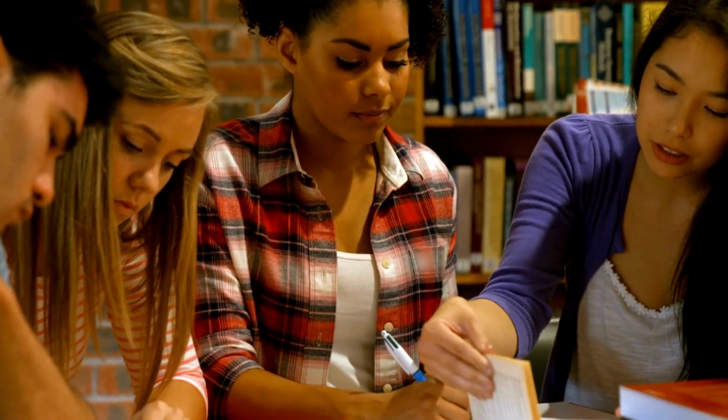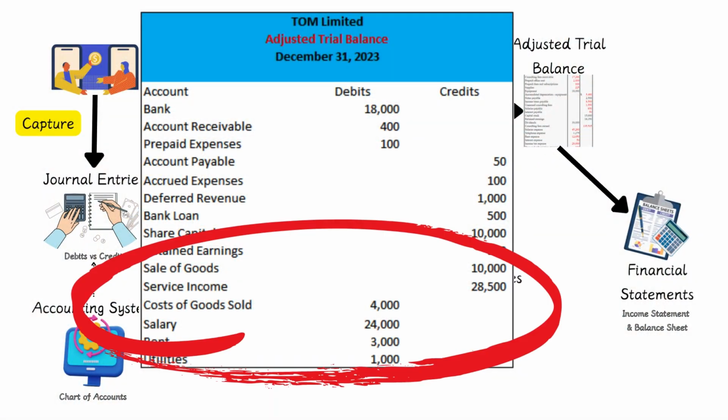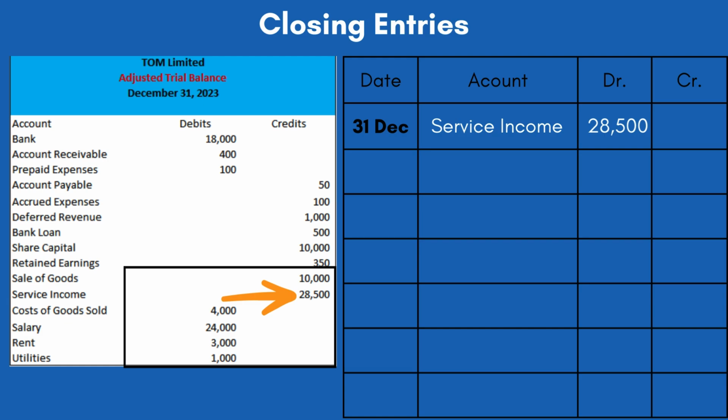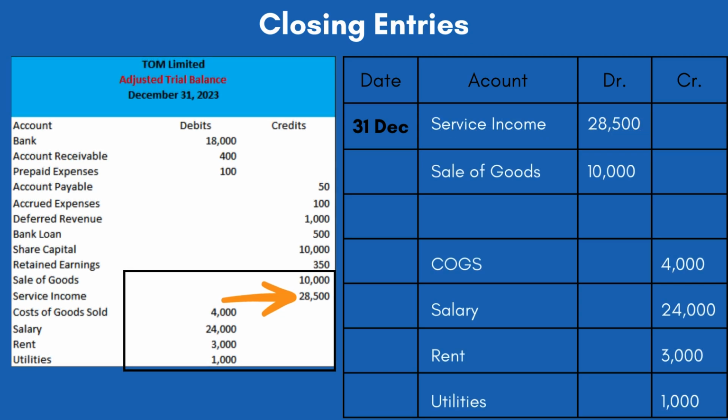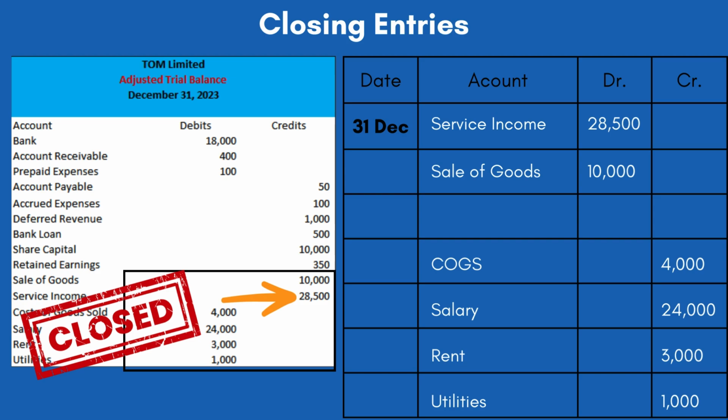For example, to close a service income account with a credit balance of $28,500, we would debit it with $28,500, offsetting the credit balance entirely and bringing the account balance to zero. Here are the journal entries for closing. The debit and credit balances in the adjusted trial balances are fully offset by the corresponding opposite debits or credits in these closing entries. This process ultimately clears all these account balances.